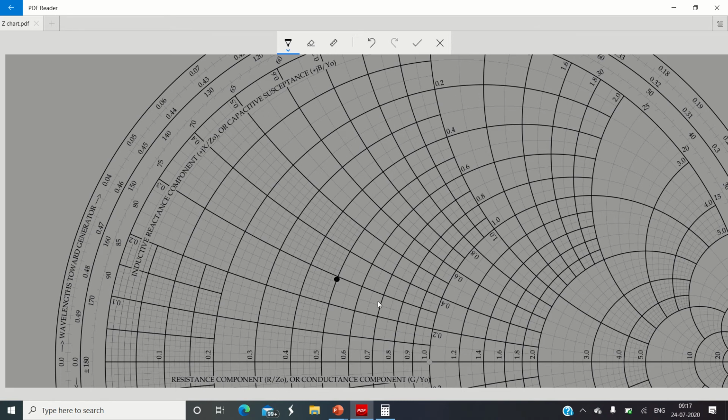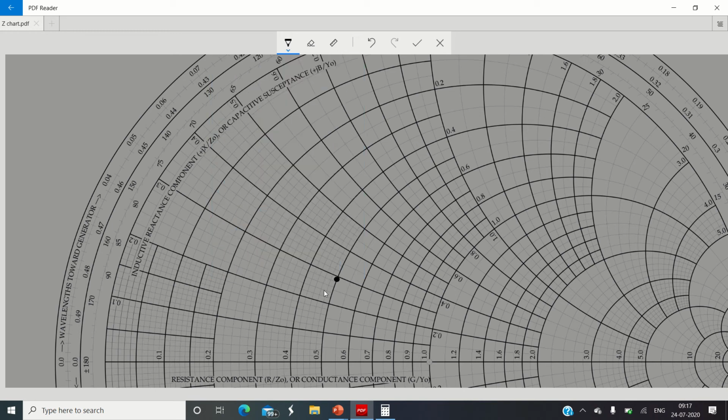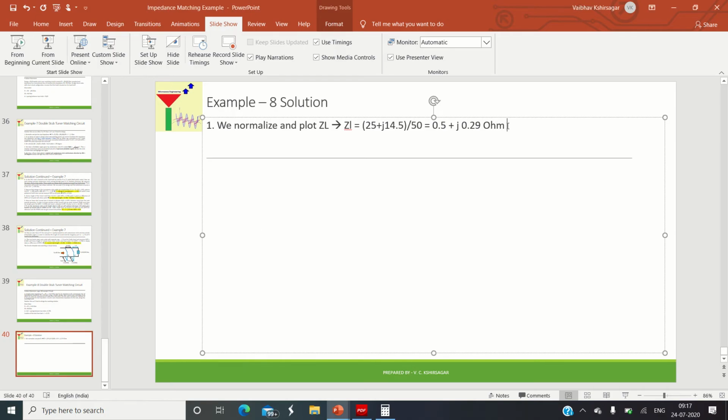In this way. Okay, so call this particular point ZL bar, and I will label it. So we plotted the impedance in the Smith chart, right? We are utilizing the original impedance chart. So what is the next procedure then? See here, I will write the next procedure.